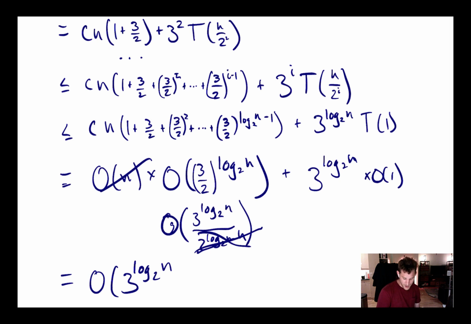And it turns out, if you remember how we manipulated logs, you can actually simplify this even further to equal O(n to the log base 2 of 3). And we did that in an earlier lecture, how to manipulate logs to get into this form. It's n to a constant. And this, of course, is where we got that expression n to the 1.59. 1.59 is the log base 2 of 3, roughly speaking.